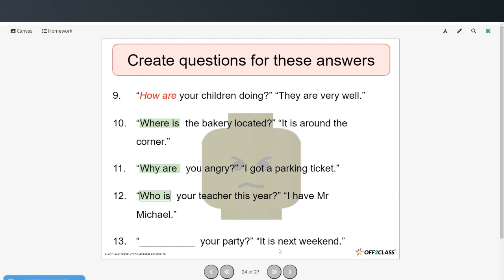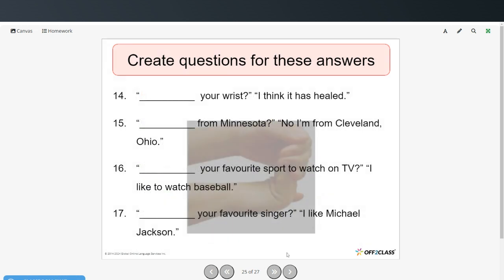And the answer, it is next weekend. The question would be, when is your party? I think it has healed. So the question would be, how is your wrist? So no, I'm from Cleveland, Ohio.